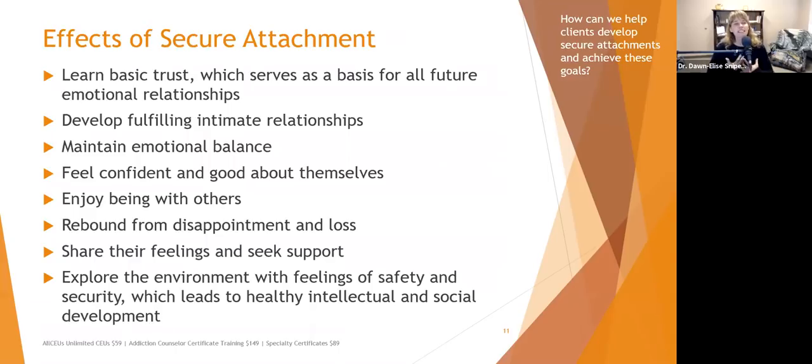Wherever the person is, we want them to enjoy connecting with some other people because we want them to establish those attachment relationships. Remember, they're multiple in adulthood. Help people rebound from disappointment and loss, share their feelings and seek support, and explore the environment with feelings of safety and security, which leads to healthy intellectual and social development.